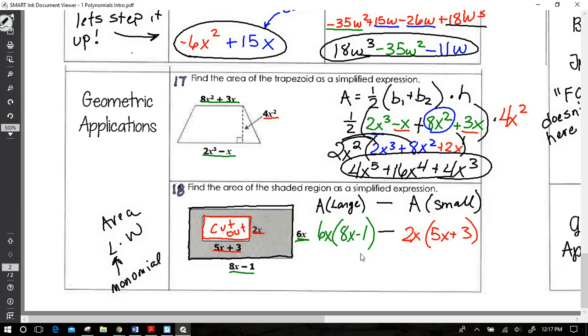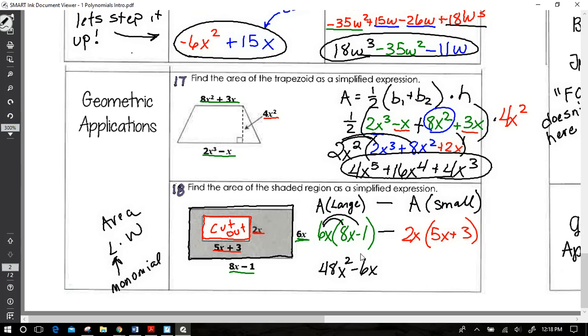And then don't forget, we will be subtracting them. So now I'm ready to distribute here. 6 times 8 is 48. X times x is x squared. 6x times negative 1 is negative 6x.